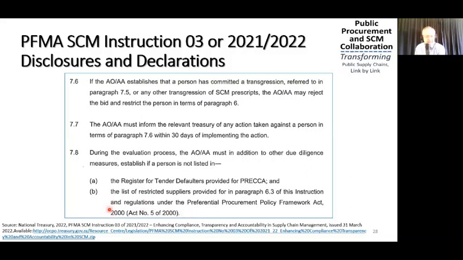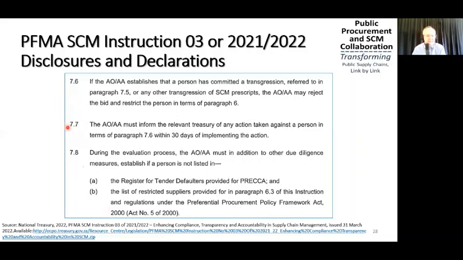And this is in there because of the section that they've squeezed into the 2022 draft preferential procurement regulations, where there's a kind of restriction process that's included there. So some interesting new things here.